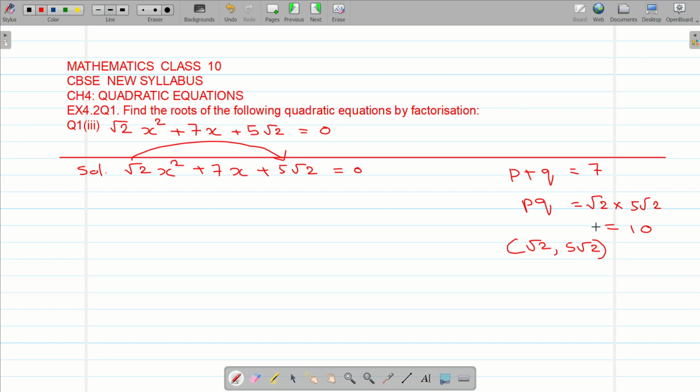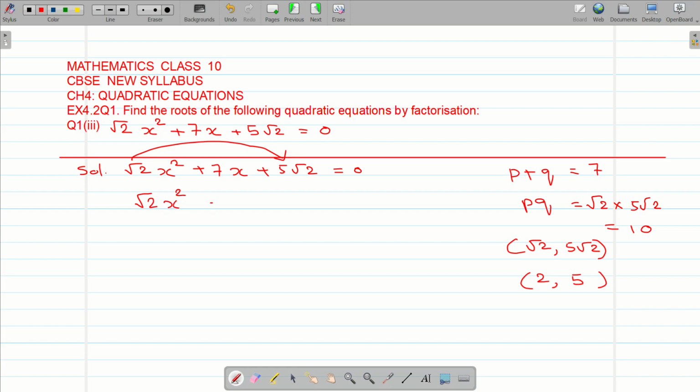Here the product is positive, therefore both the factors will be of the same sign. Sum is positive, that makes both the factors positive. So if you multiply the first by root 2, it becomes 2, then 5. 2 plus 5 is equal to 7. If the product is positive, we have to find the sum of the factors. The middle term we can split accordingly.